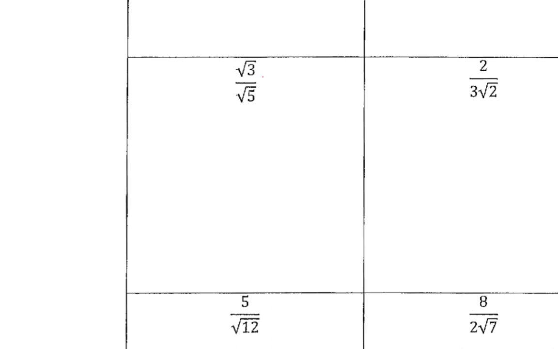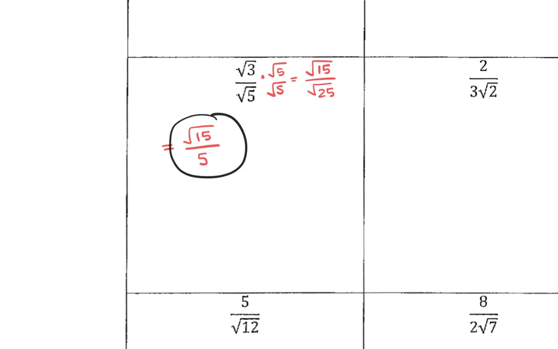All right, next one. Go ahead and multiply your numerator and your denominator by radical 5. So then we get radical 15 in the numerator over radical 25. And then we're going to simplify. 15, there are no perfect squares that it factors down to. So it stays radical 15. And then the square root of 25 is 5. So your final answer for this one is radical 15 over 5.